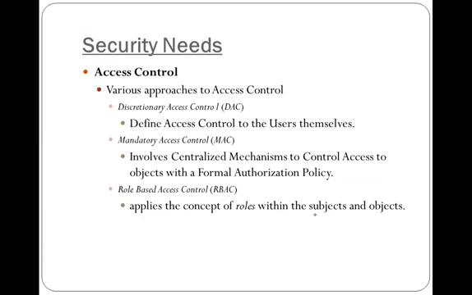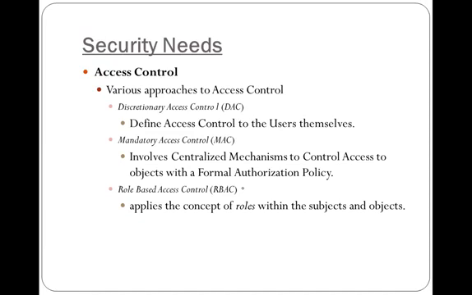For example, the first one is discretionary access control, DAC, which defines access control to the users themselves. So this is actually the normal access or normal rights of every user who actually joins this network. Then we have mandatory access control, which involves centralized mechanism to control access to objects with a formal authorization policy.